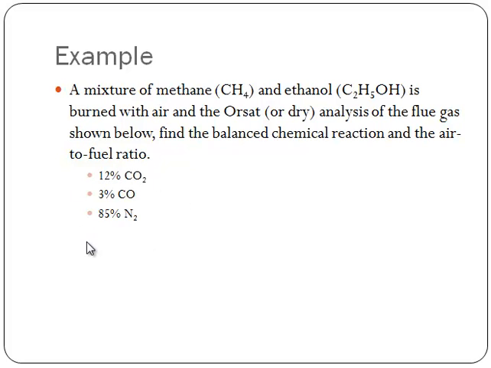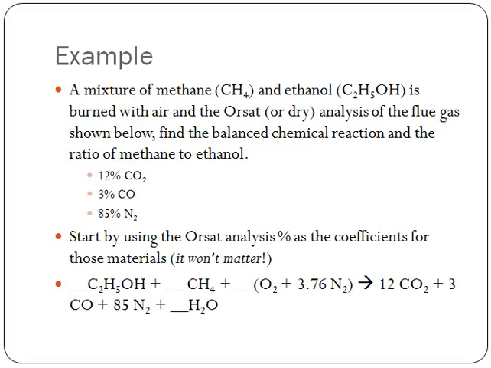So this is what the Orsat analysis came in as: 12% CO2, 3% CO, and the balance is nitrogen. Based on this, we want to determine how much methane and how much ethanol we have. So let's start by writing our chemical reaction and begin the balancing process. I know I have some CH4 and some C2H5OH. I know I'm going to have some air, and it's going to make CO2, some CO, nitrogen, and water. So my normal combustion products, plus I know for a fact that it has some CO.